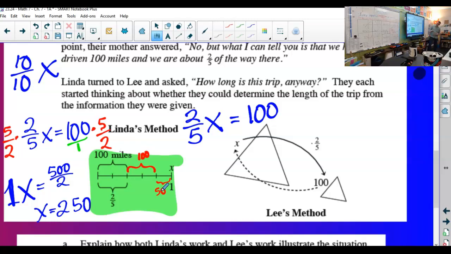Now wait, so you took your 100, you doubled it, and then you did another half? Yeah. Right, so you doubled it another half.